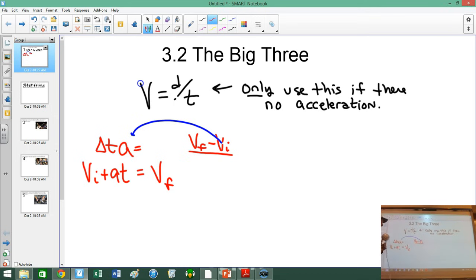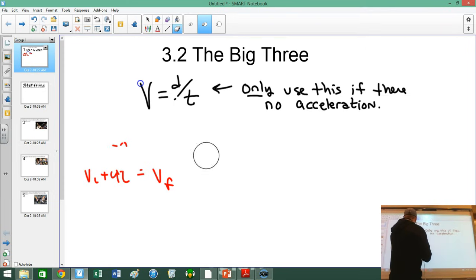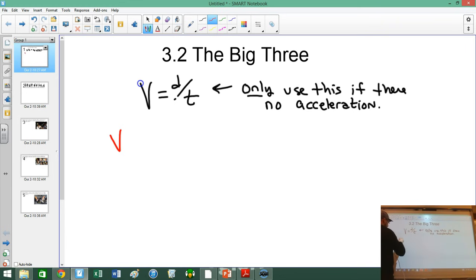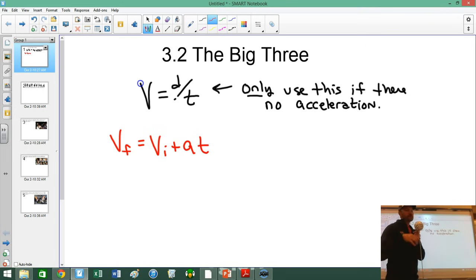And this is actually the very first equation. You know the first equation. We got it in 3.1. I'm just going to be writing it in a different way. I'm just moving things to one side and the other. So here's the first of the big three. It's VF equals VI plus AT. It's just a variation of acceleration equals your change in velocity over your change in time.